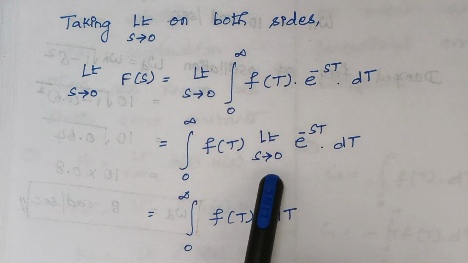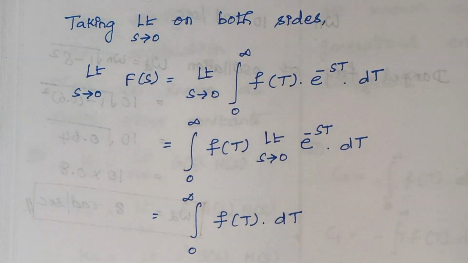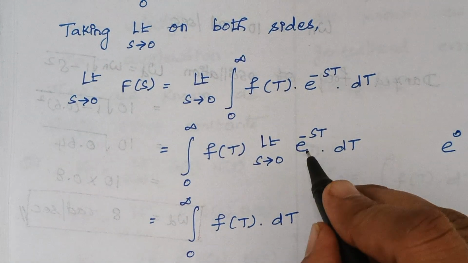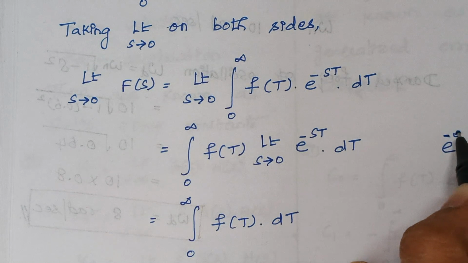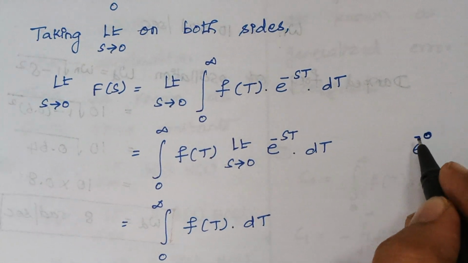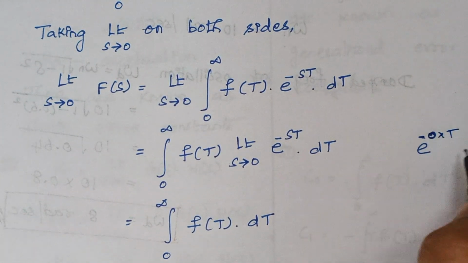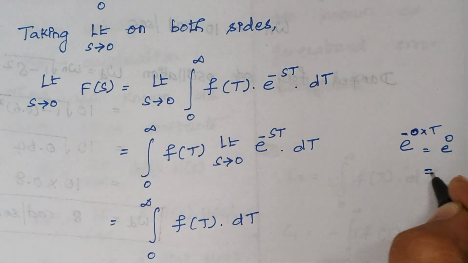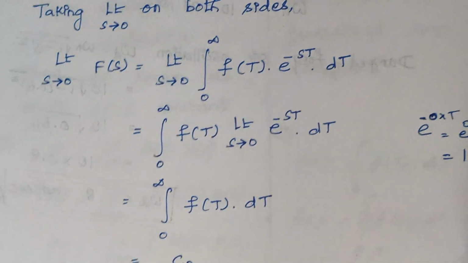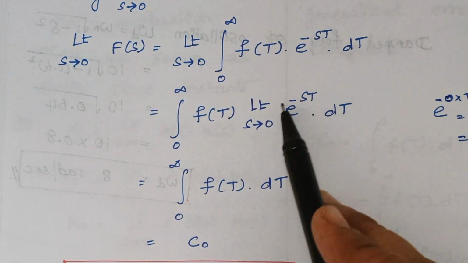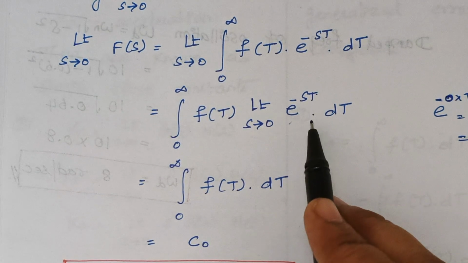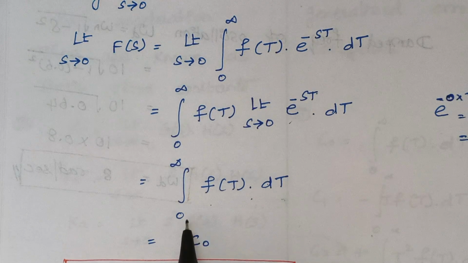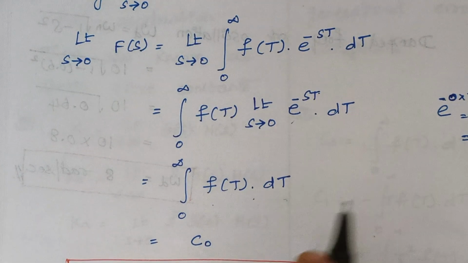So what happens when you apply s tends to 0? That is, the exponential term is to the power 0, because e power minus st, in the place of s I am putting 0 into t. So finally it becomes e to the power 0, and exponential term to the power 0 is nothing but 1. So this entire expression reduces to 1 here. So the remaining terms are f of t into dt. Here I am naming this expression as C0.